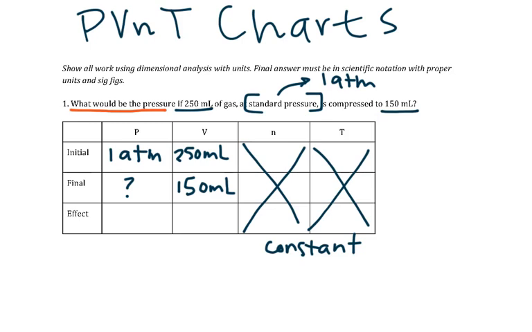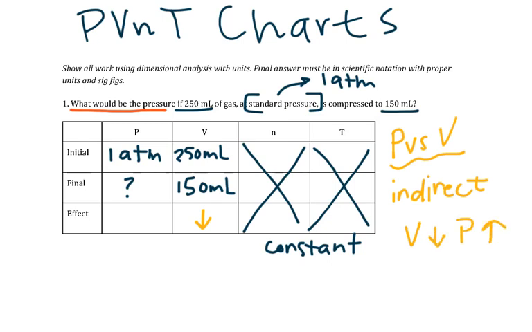So the next thing is the effect. Remember that our effects are just arrows. For volume, we can see that from initial to final, it goes down. So we have to look at the relationship between pressure and volume to figure out the effect it'll have on pressure. Remember, this is the only gas law relationship that is indirect. So if volume goes down, pressure should go up, right? They do the opposite of each other. So we'll put our effect arrow there.